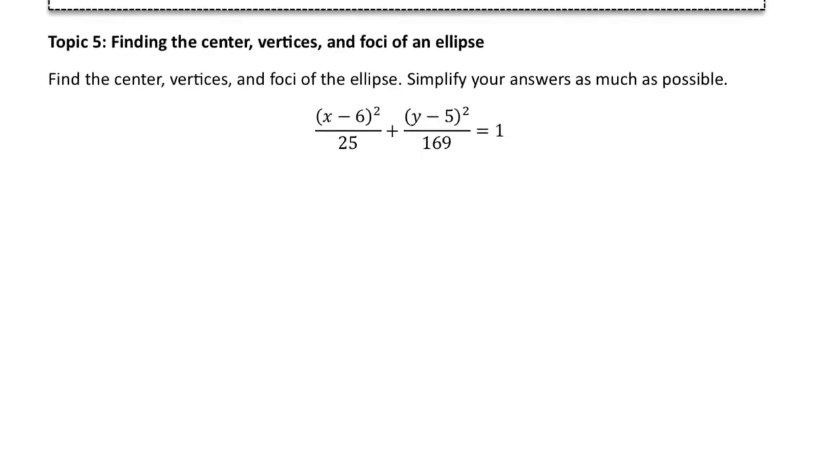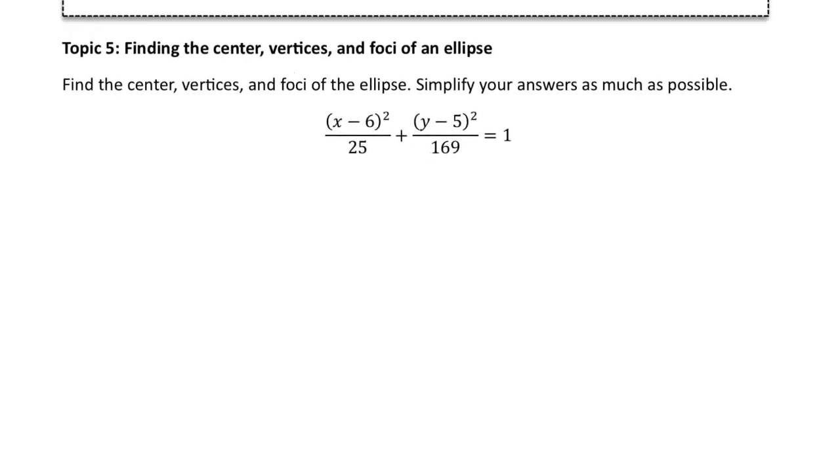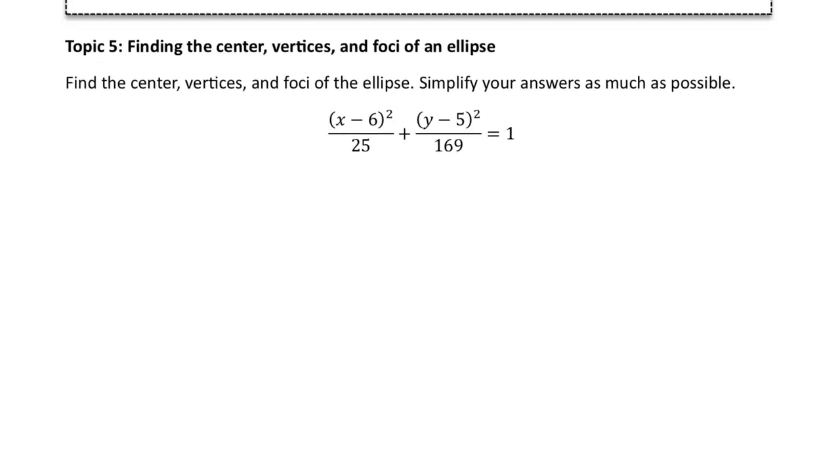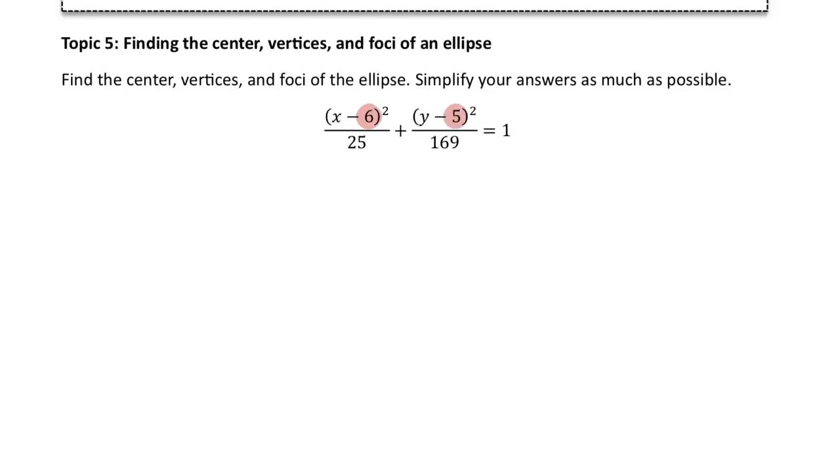In this video, we're going to find the center, vertices, and foci of an ellipse. Find the center, vertices, and foci of the ellipse. Simplify your answer as much as possible. The easiest one will be the center. So look for the numbers that are being subtracted from x and y. We can tell that the center of this ellipse is going to be at (6, 5).